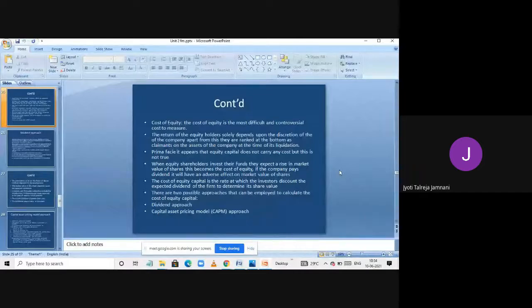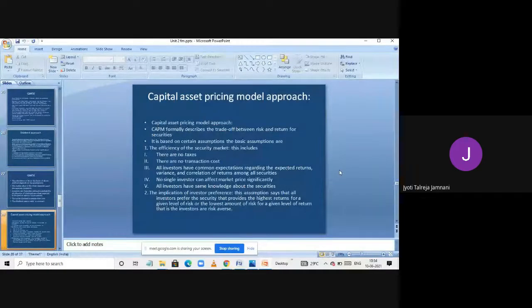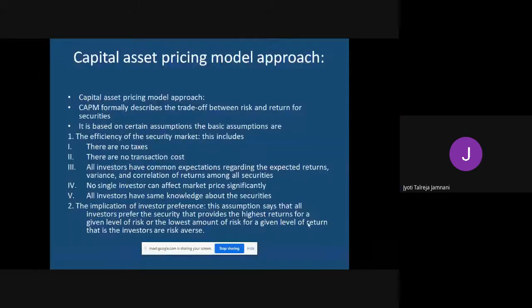So, cost of equity. The CAPM model, which we also call the Capital Asset Pricing Model. Here what we do is consider the risk and the return both. That's the reason this model has come up for cost of equity.